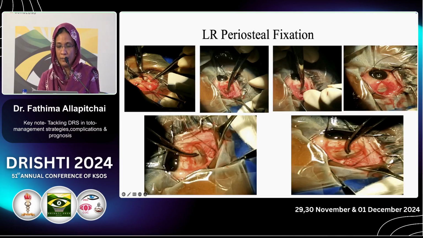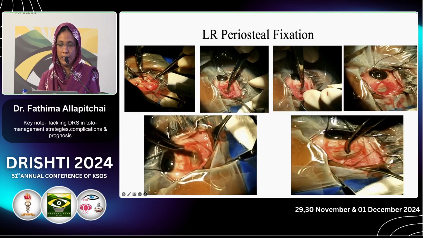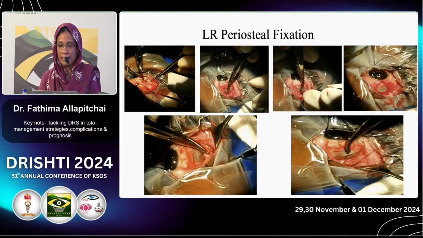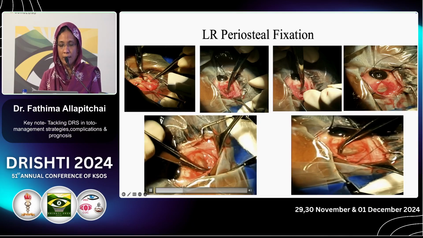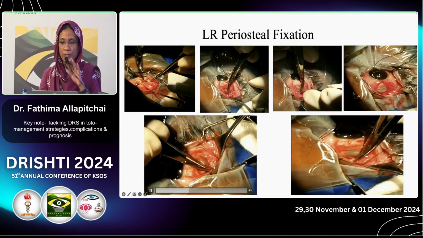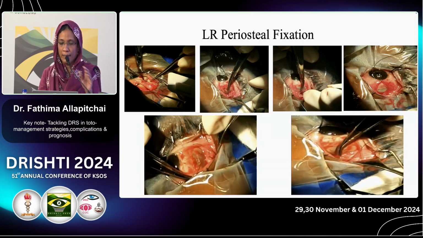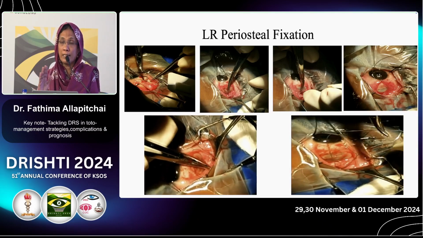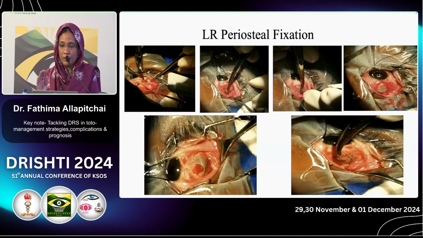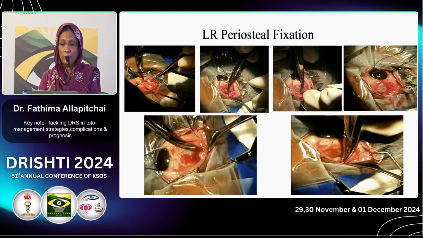So this is the periosteal fixation step, where, like in a normal lateral rectus weakening procedure, we will disinsert the lateral rectus, separate the periosteum, and fix it to the periosteum with a non-absorbable suture. This video is not that clear. We will carefully close the fascia and tissues over it, so that the lateral rectus will not come into contact with the globe again.